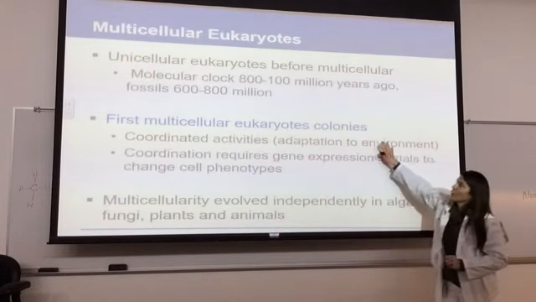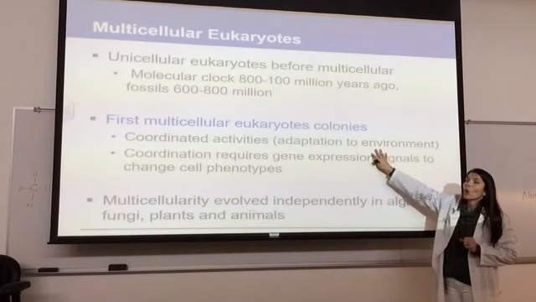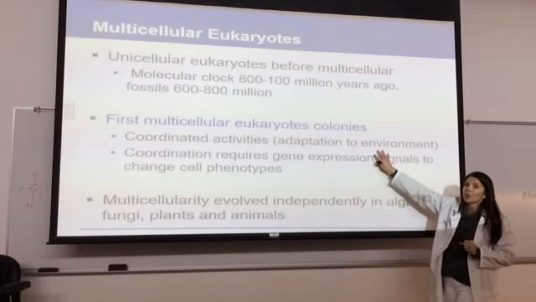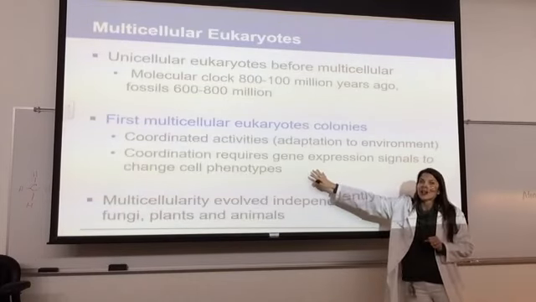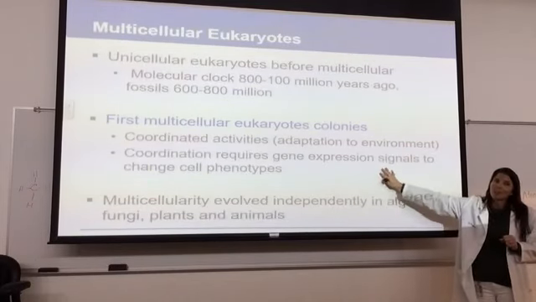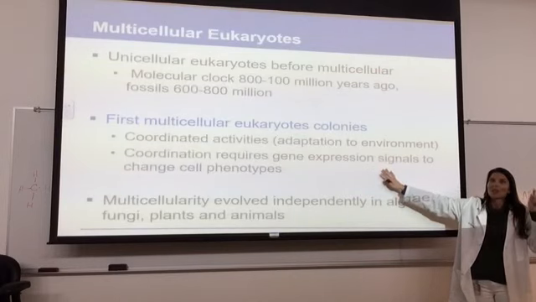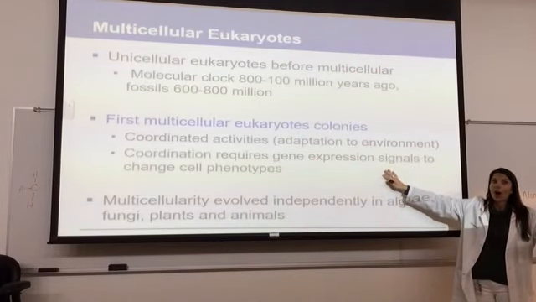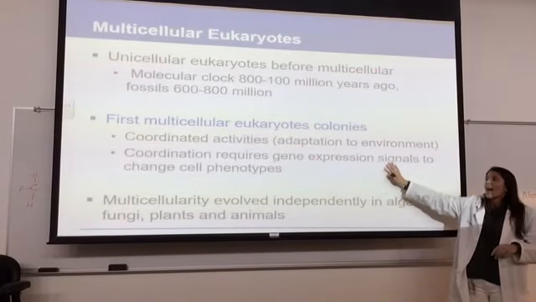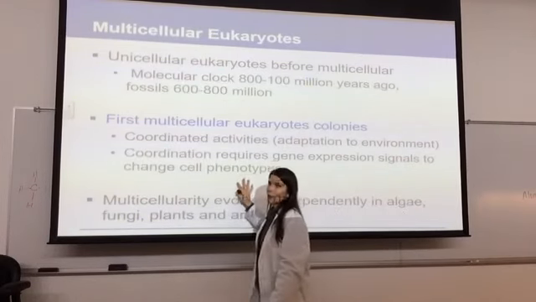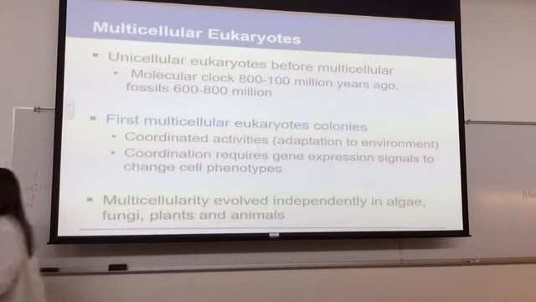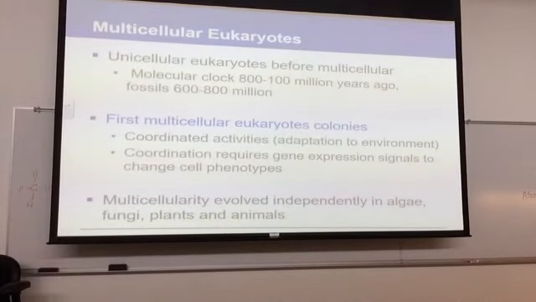The first multicellular eukaryotes were in colonies, and they coordinated activities to adapt to their environment. Eventually, this coordination required gene expression, so genes to be turned on or off. And as a result of that, we start to see the cells change their phenotype. And what does that phenotype mean? What they physically look like.